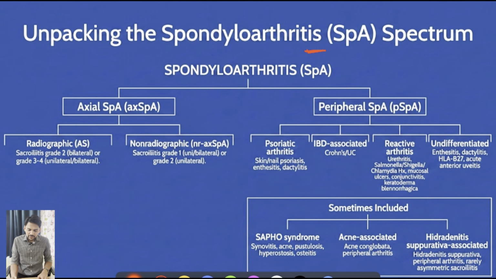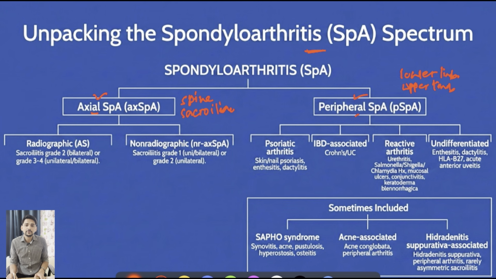To see the spectrum of spondyloarthritis, mainly it is divided into axial or peripheral. In axial, usually it will involve the spine and sacroiliac joint. Whereas in peripheral spondyloarthritis, it will involve the joints of lower limbs mainly, or there might be involvement of some other appendicular joints of the upper limb. But it is not a rule to present it in the similar way.